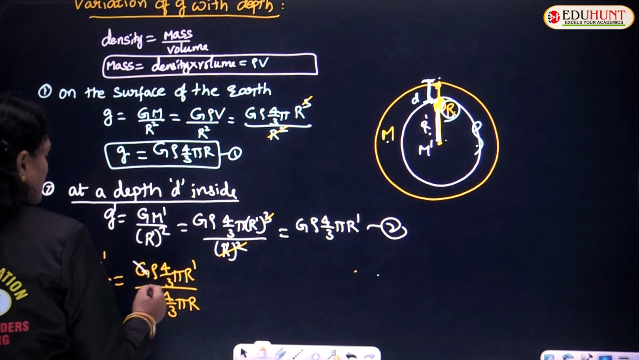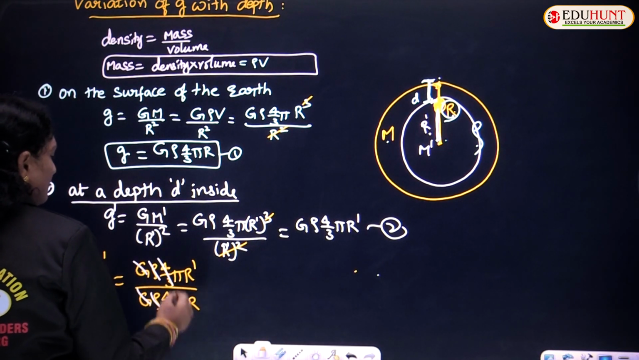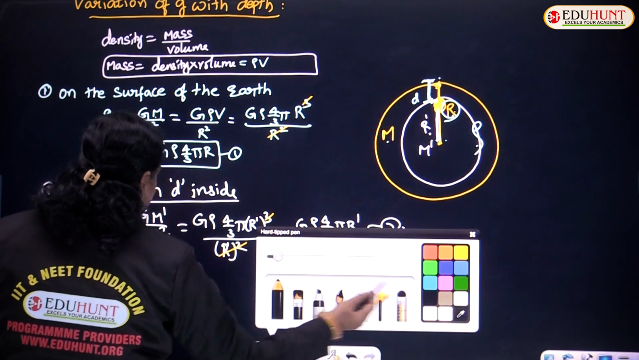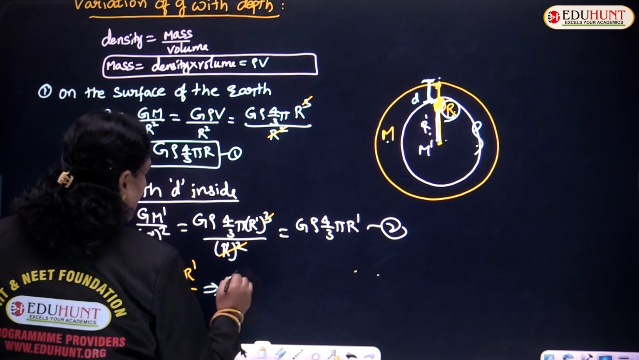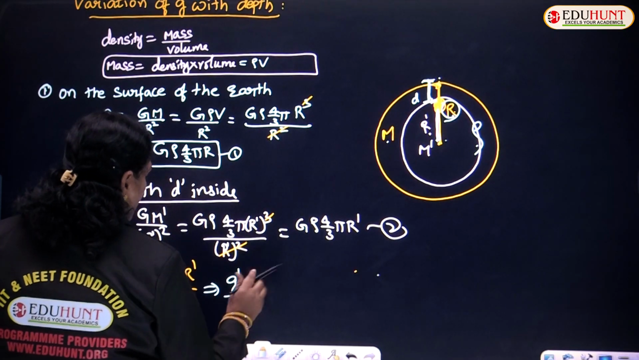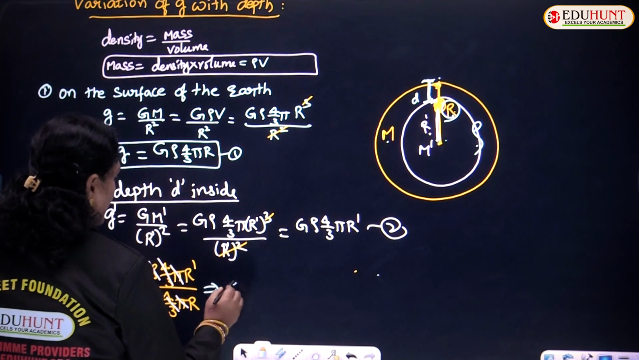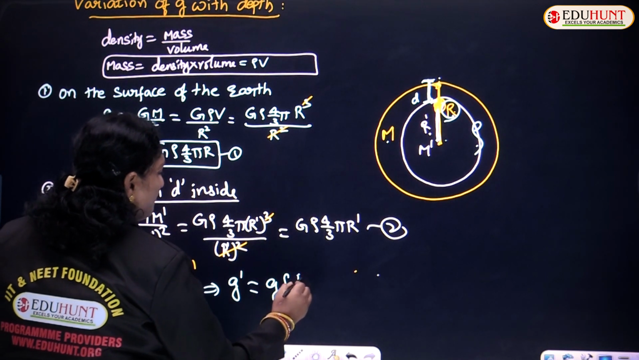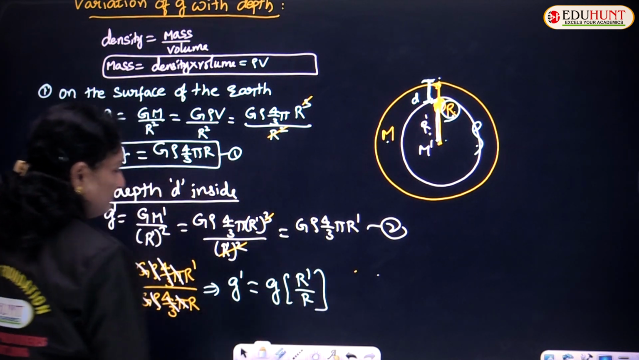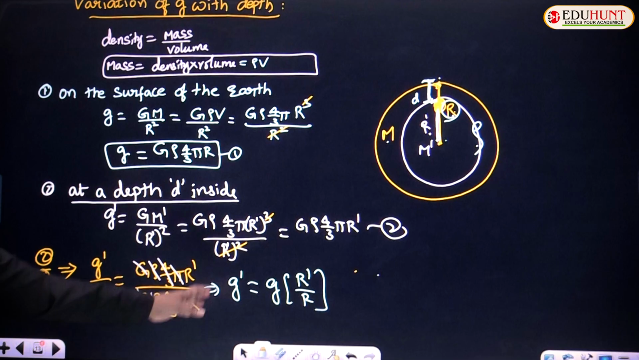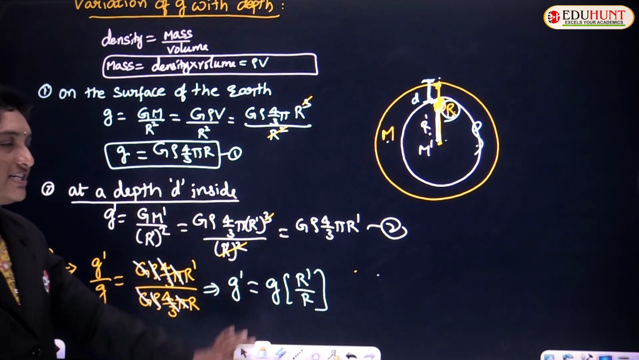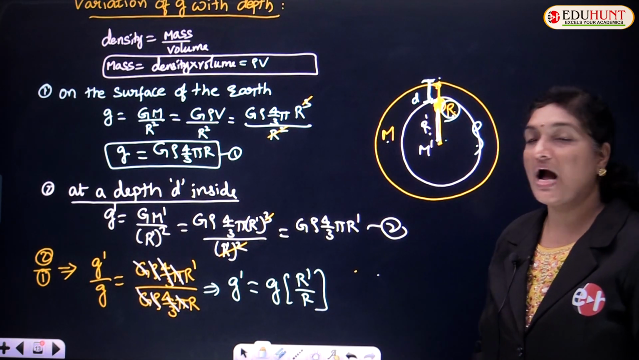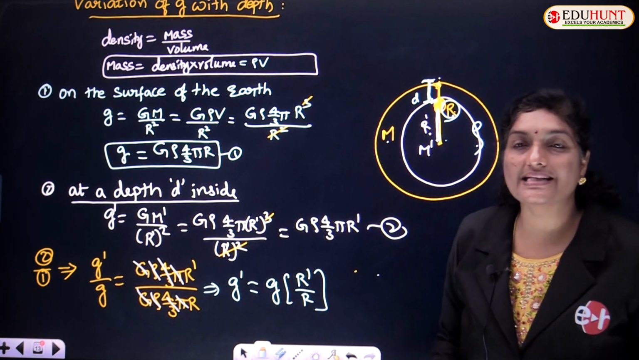Simplifying further, G gets cancelled, rho gets cancelled, 4 by 3 gets cancelled, pi gets cancelled. Therefore, the value of g dash upon g is found to be, or else I'll write it down. So, g dash is equal to, bringing the g here, g times r dash by r. r dash by r. So this is the relation. The new acceleration due to gravity when it is carried inside to a depth d is g dash equal to g times r dash upon r. But what is r dash?